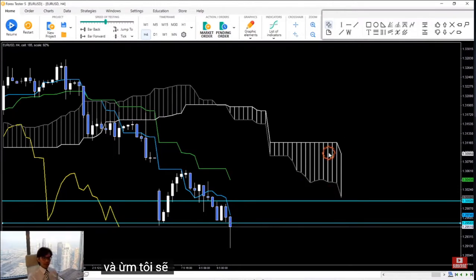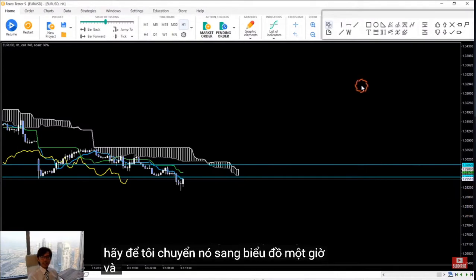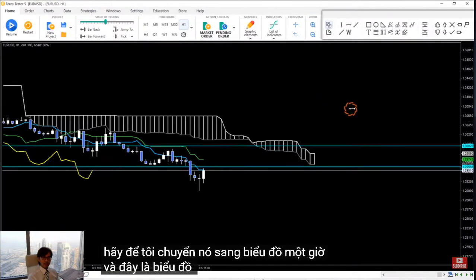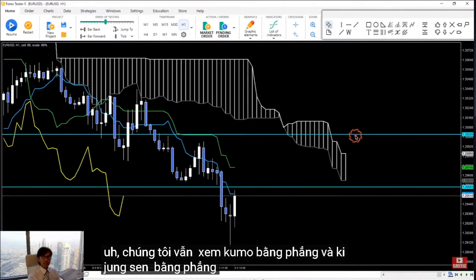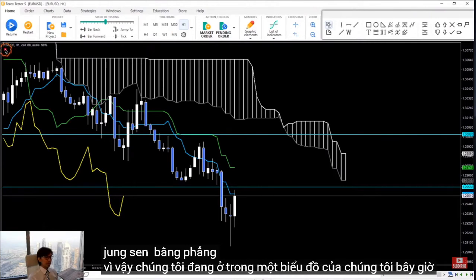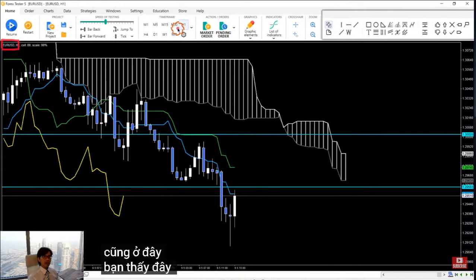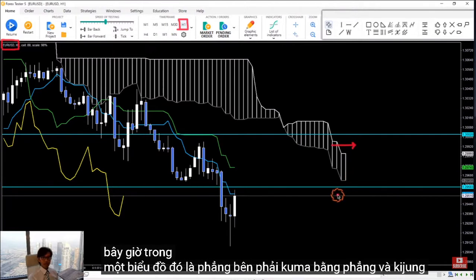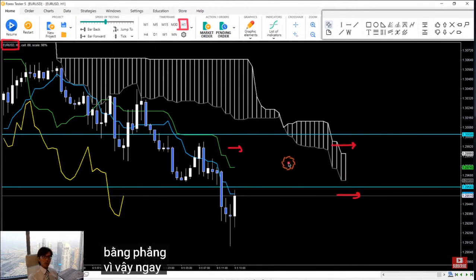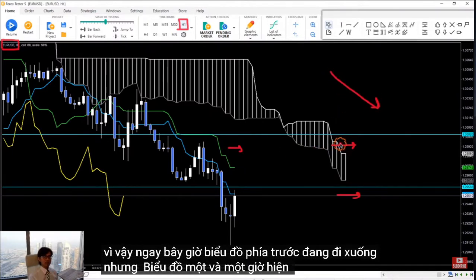And I will just look at the 1 hour chart from here. So let me switch it to 1 hour chart, and here it is. In 1 hour chart, we still see the Kumo flat and Kijun Sen flat. So we are into 1 hour chart now. As you can see on the upper left and also here, you see this is 1 hour chart. And right now it's flat, right? Kumo flat and Kijun Sen flat. So right now forward chart is going down, but 1 hour chart is flat right now.